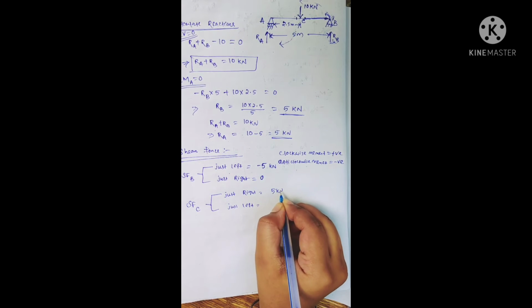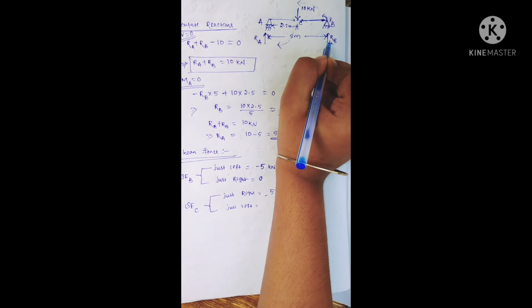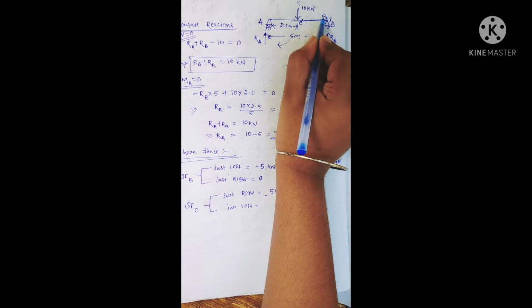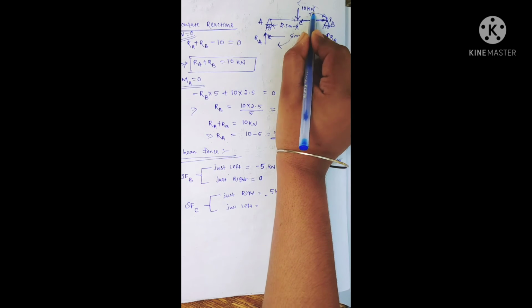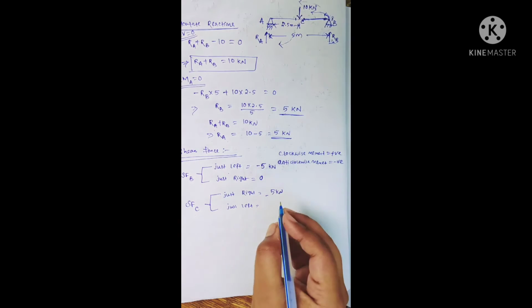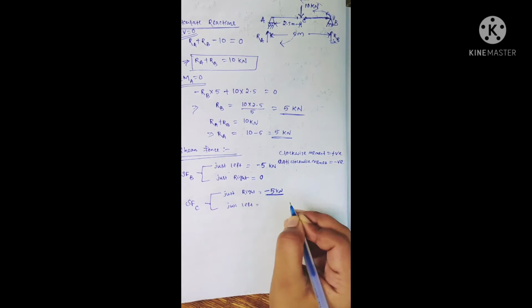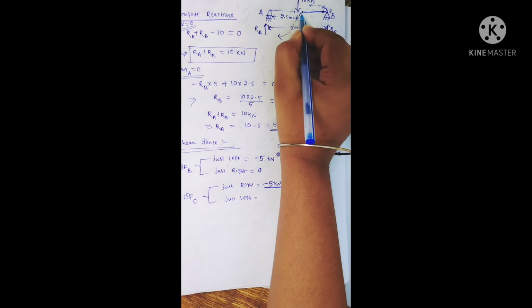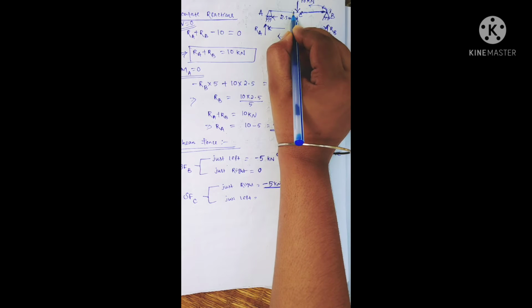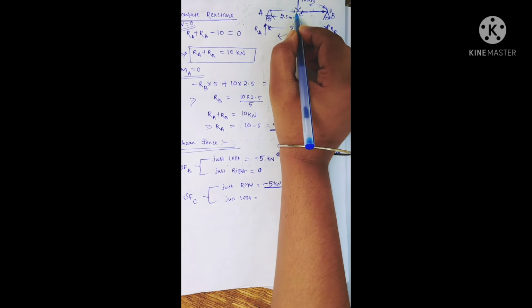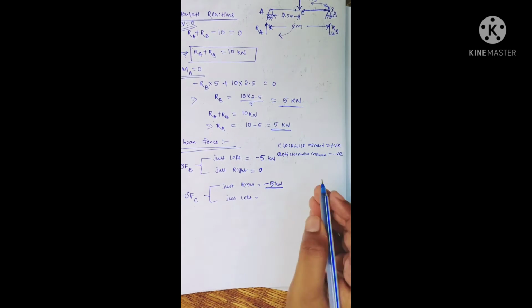And what is the sign of this force? About that point the RB reaction moves anti-clockwise, gives anti-clockwise moment, so it will be negative. So the sign is minus 5 kilonewton. Okay, next we move to just left of the section, just left of the point C.